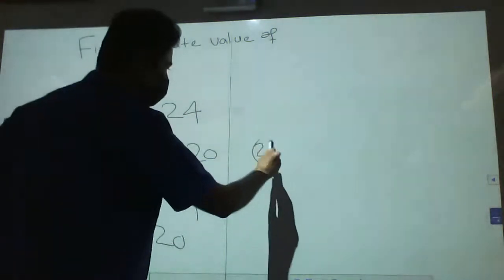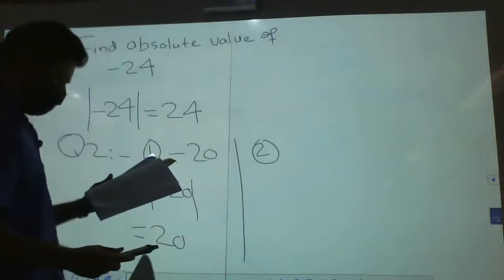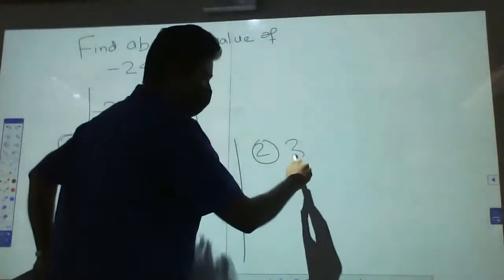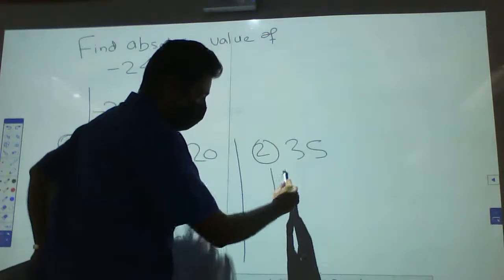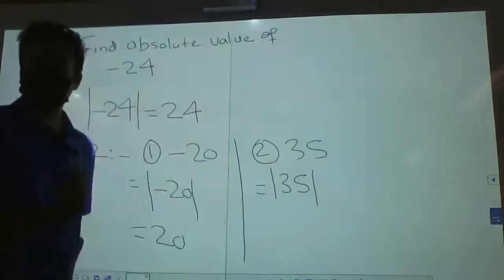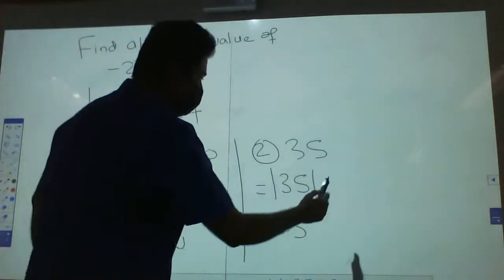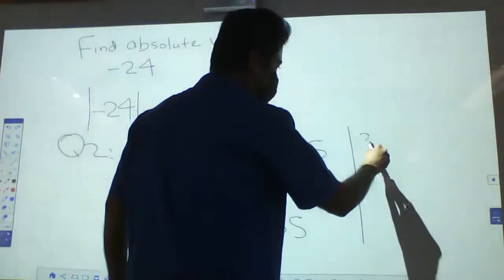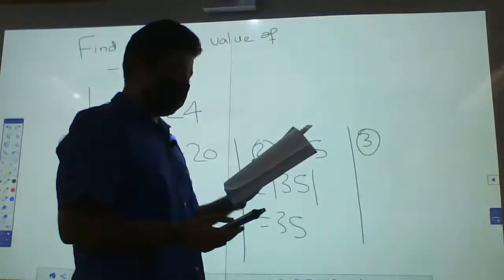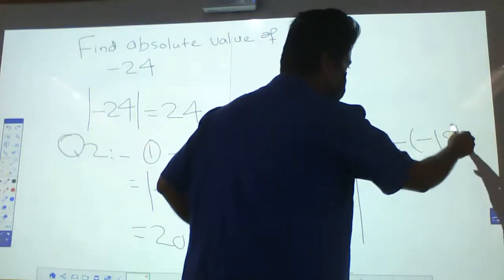Question number 2. Number 2 is 35. So the absolute value of 35. What is the absolute of 35? It is 35 only. Now, number 3. Question number 3 is minus 19.